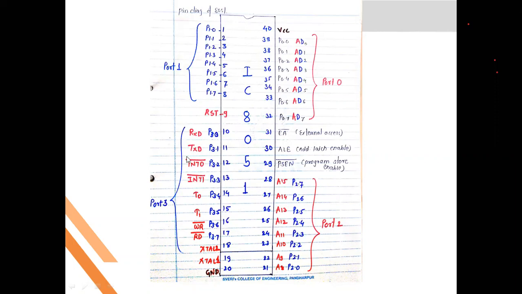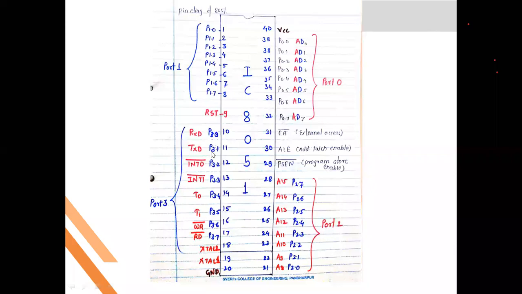RST stands for reset. So if you want to reset the microprocessor, you have to activate this pin. As there is no bar, what does it mean? It is active high. So when you give a value 1 or a high voltage to this pin, it will activate the reset operation. And after the reset operation, the microcontroller is going to reset. When it resets, it will make all the values 0 except the stack pointer. It will make the stack pointer 07.